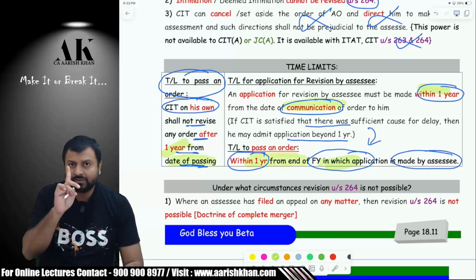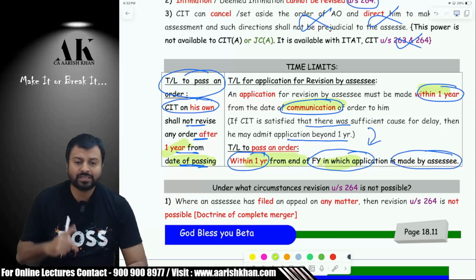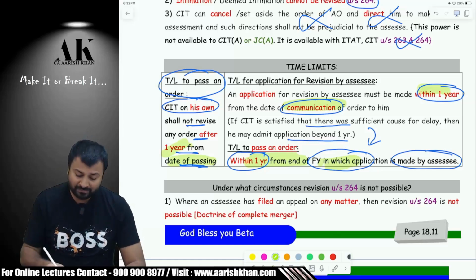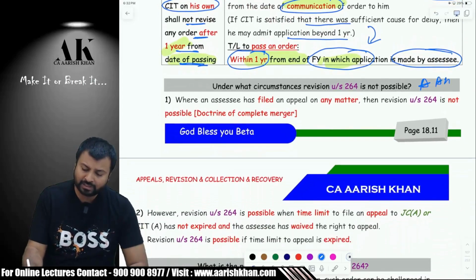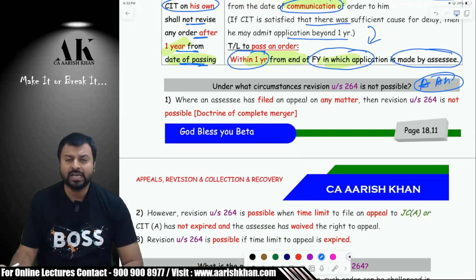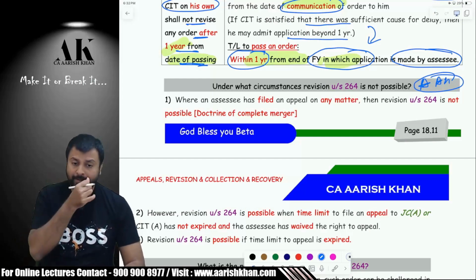And third, one year is one year from the end of the financial year in which the application was made by the assessee. So be very careful. Now, this is a very important part of this particular section: under what circumstances is revision under 264 not possible? Revision under 264 is not possible under certain circumstances.